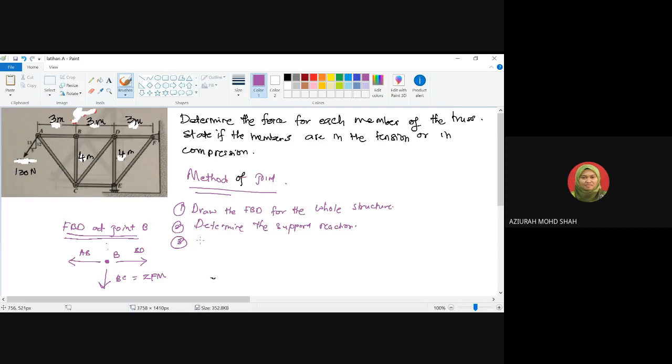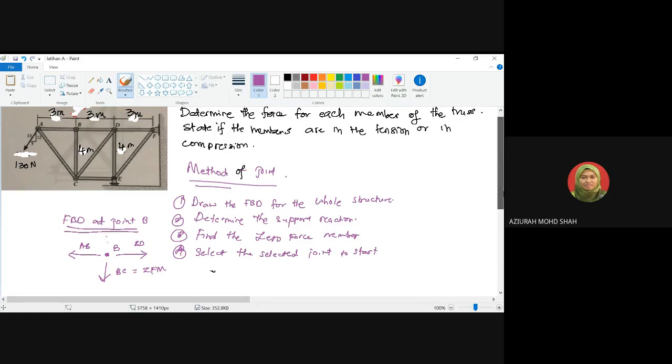Okay, determine the support reaction, then find the zero force member. Saya rasa saya tertinggal step juga, tapi it's not a crucial step untuk kamu. Sebenarnya kamu boleh tahu dah. Number 4, kalau tak salah saya, you have to choose the selected joint to start. To start what? To start calculation, or to draw the FBD nanti.